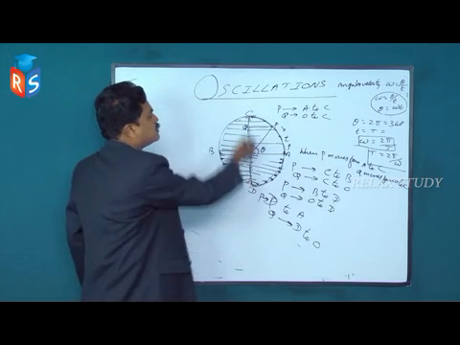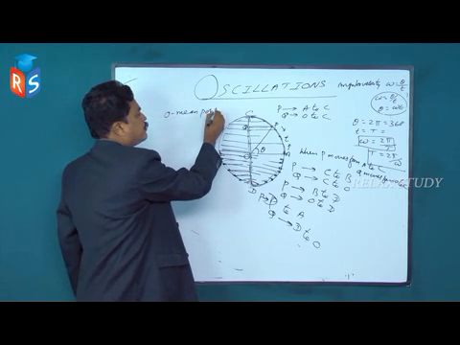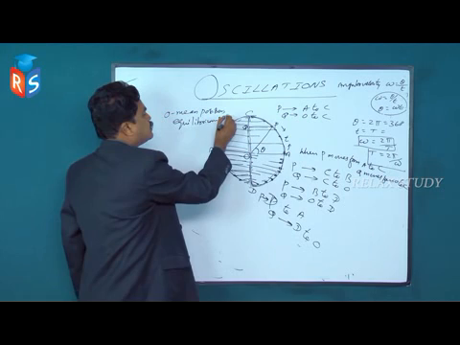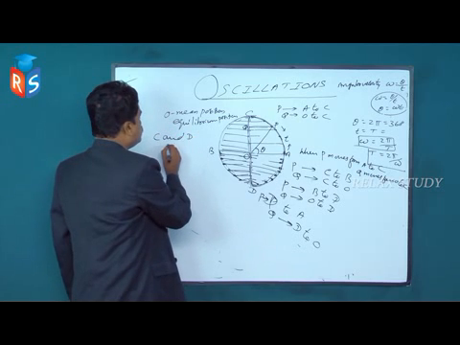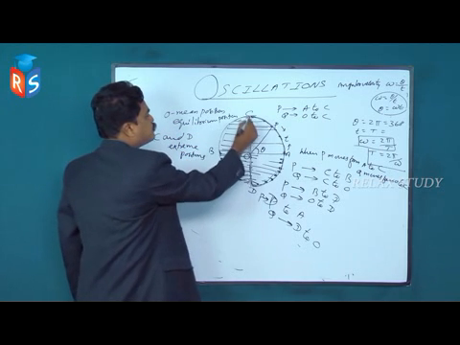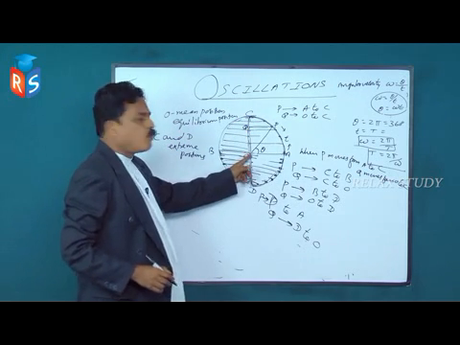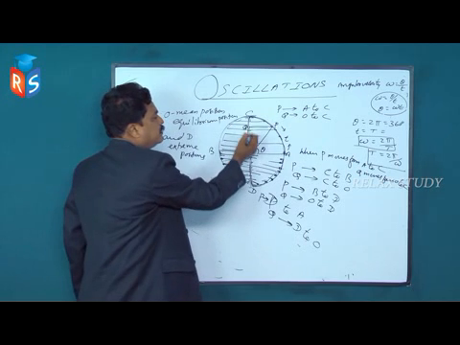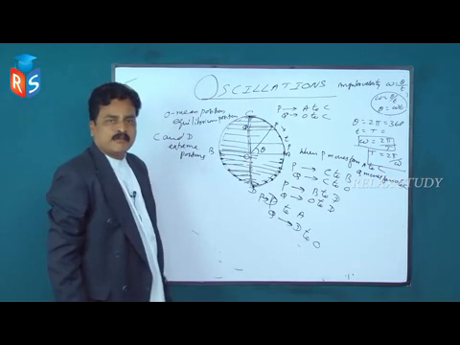This motion of Q about this diameter, this O, is called the mean position, or it is also known as the equilibrium position. C and D are called extreme positions. The particle goes at maximum up to C in this direction, and D in the other. So C and D are called extreme positions.